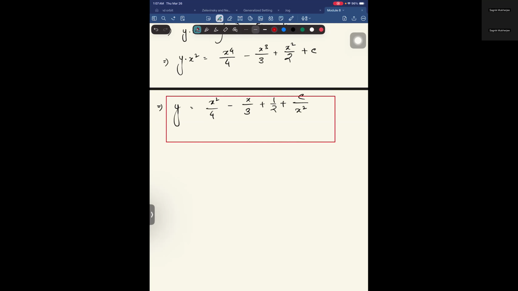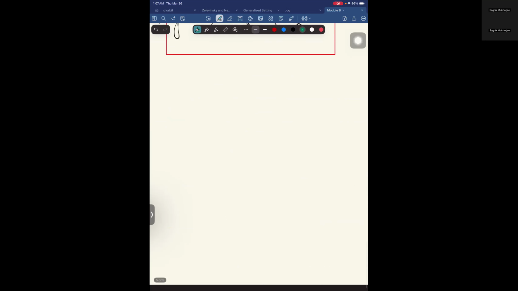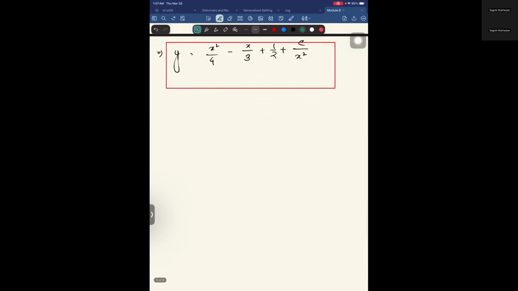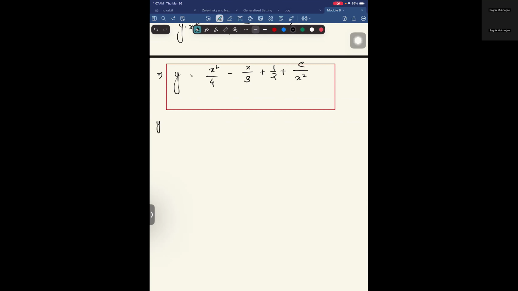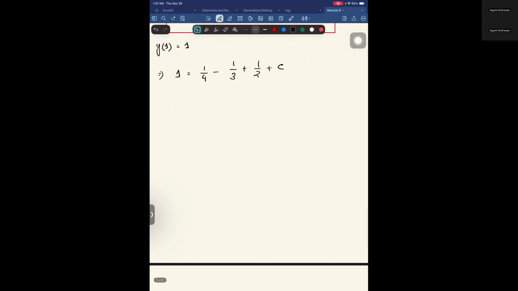Now, sometimes I can give you an initial condition as well. Maybe y of 1 is 1. Then you have to plug in the initial condition to find out the value of c. y of 1 is 1. That means 1 equals 1 over 4. Remember, this is y of x, right? So that's how I'm plugging in x equals 1. Right? So find out the value of c.